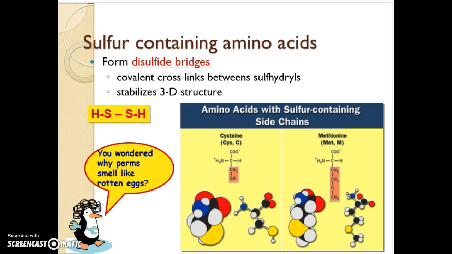The last group are those that contain sulfur. There are two amino acids that have sulfur in their R group, and these two are the ones that can form disulfide bridges, which is a covalent cross-link between sulfhydryls. And these are very stabilizing bonds. They're probably the strongest bonds, aside from the polypeptide chain, that hold a protein structure together.